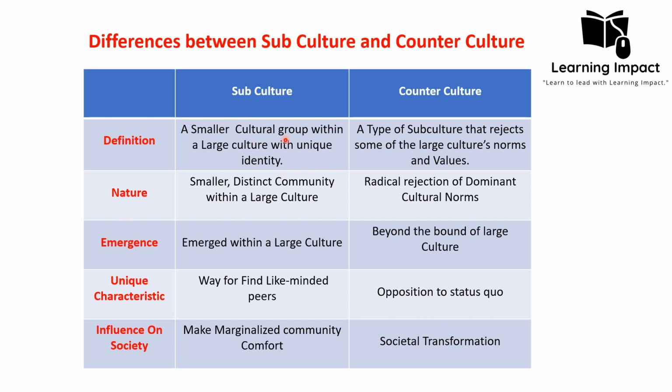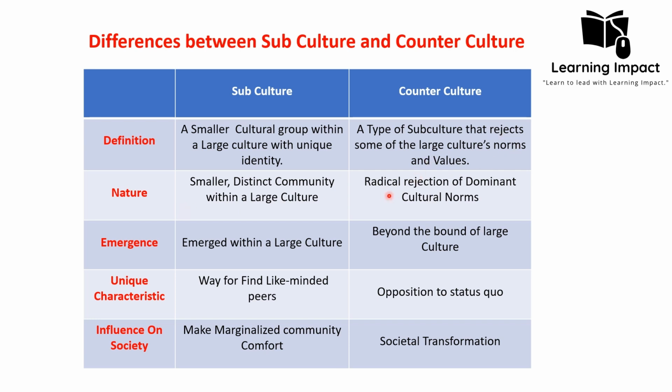Then, nature. Subculture is a smaller group and it is a distinct community within a large culture. Why is it distinct? Because it has some characteristics that are unique, that give them a distinguishing identity. For example, in the case of India, there are subcultures like Muslims and Christians. These minorities are distinct from the dominant culture just on the basis of their religion and faith. So this is considered a subculture.